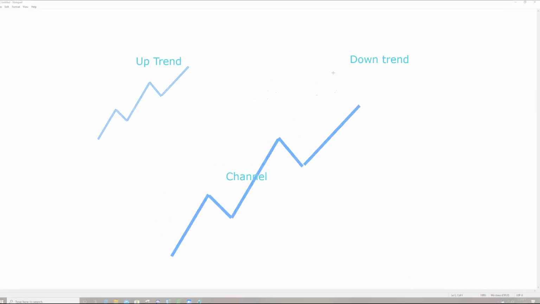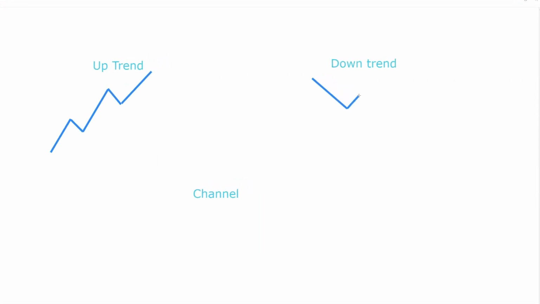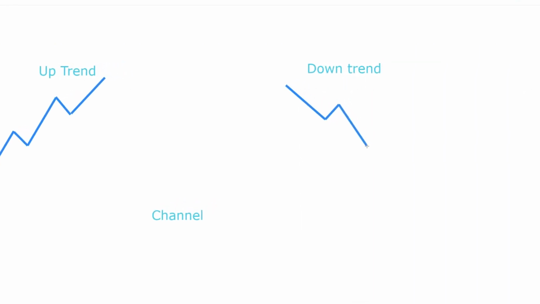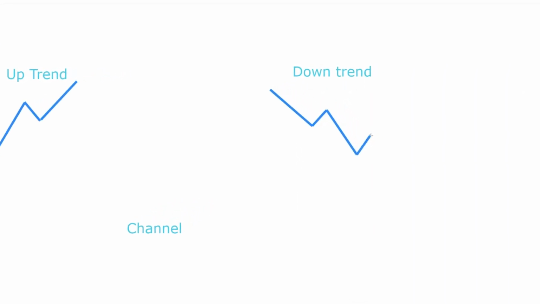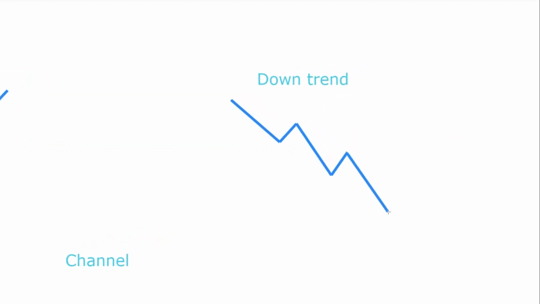Now on the other side, a downtrend is when a stock is moving down and it's making lower lows and lower highs. Now, similarly to an uptrend, when a stock breaks the lower highs and starts to move up over that lower high, it breaks the downtrend.